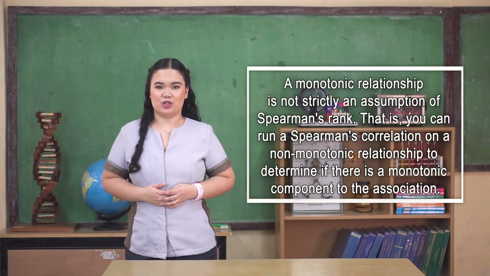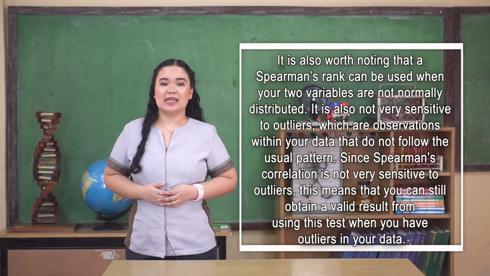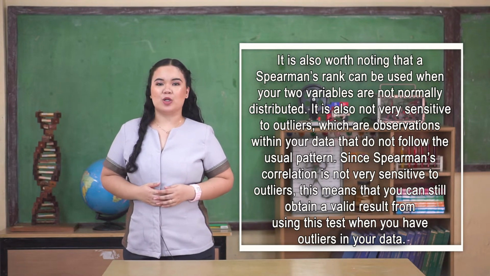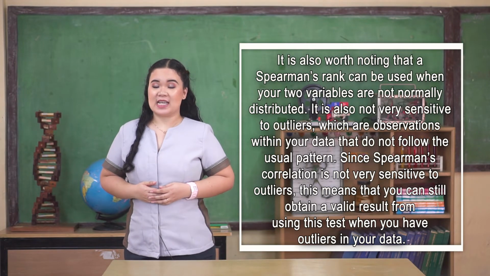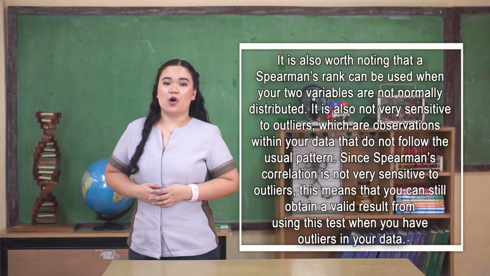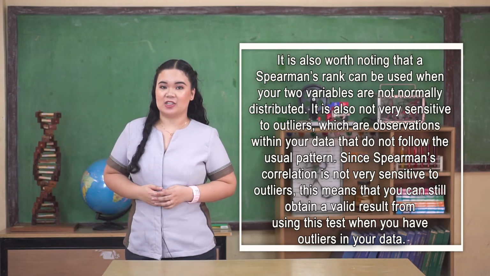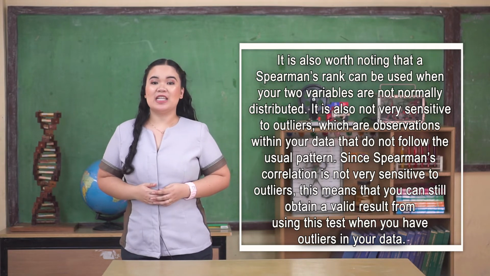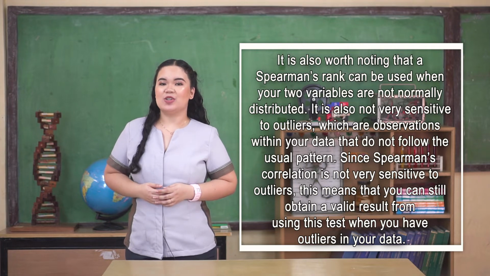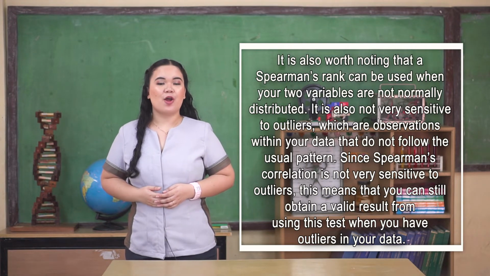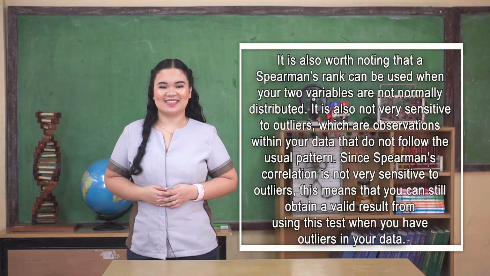to the association. It is also worth noting that a Spearman's rank can be used when your two variables are not normally distributed. It is also not very sensitive to outliers, which are observations within your data that do not follow the usual pattern. Since Spearman's correlation is not very sensitive to outliers, this means that you can still obtain a valid result from using this test when you have outliers in your data.